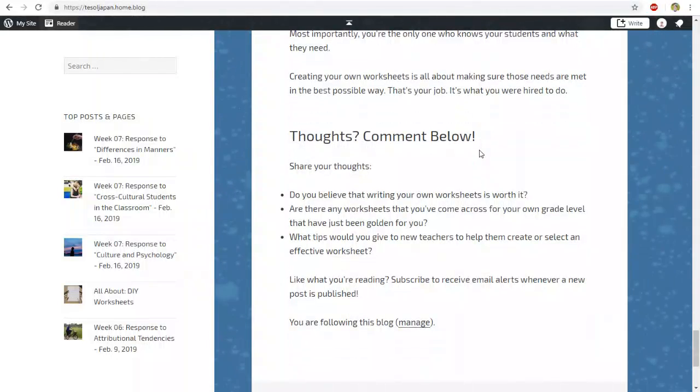So thoughts? I'd love to hear your thoughts. Here are some questions that you could consider answering in the comments below. Do you believe that writing your own worksheets is worth it? Or would you rather just get it from Teachers Pay Teachers or from your Basil Reader or Basil curriculum? And why? Are there worksheets that you've come across for your own grade level that have just been golden for you year after year? And what tips would you give to new teachers to help them create or select an effective worksheet?